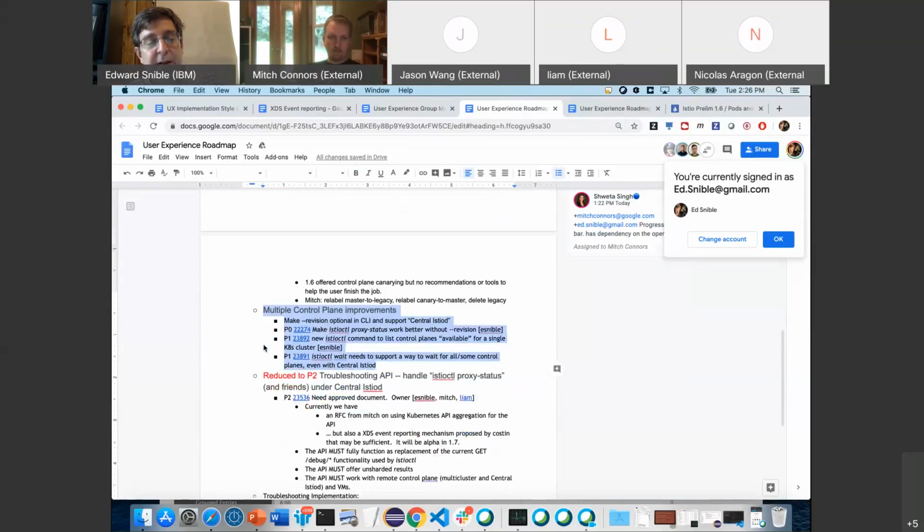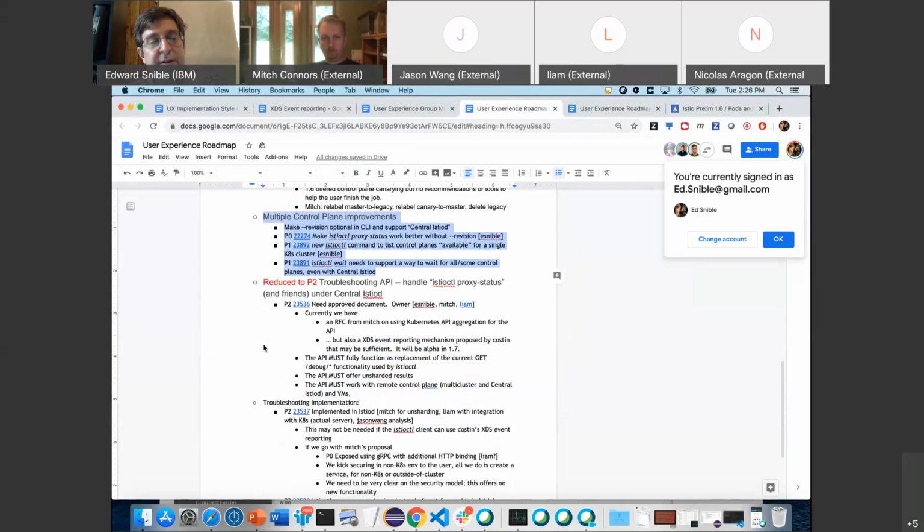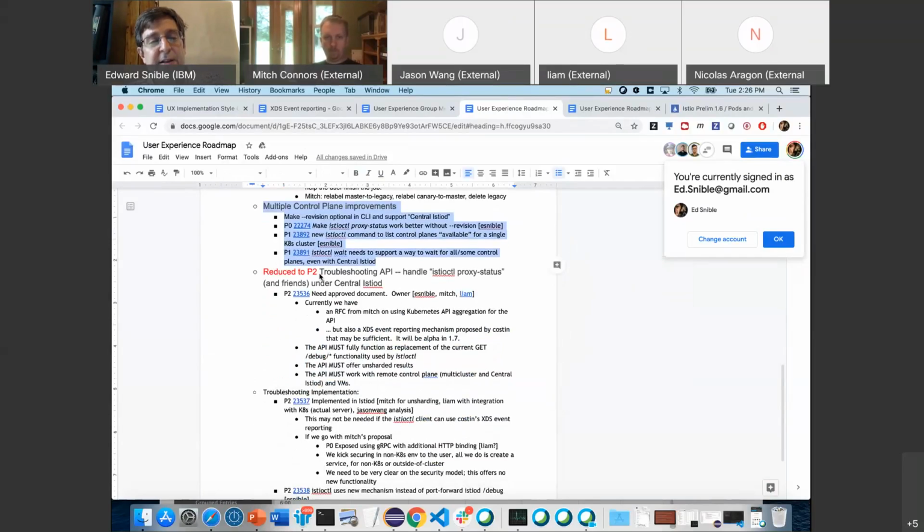The other thing that I want to get this group to sign off on is these items, which had been P0, this troubleshooting API, I want to push to 1.8 and make it just be P2 for this release.